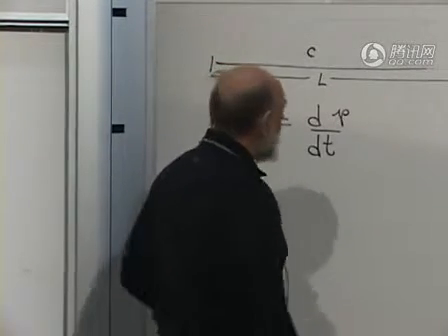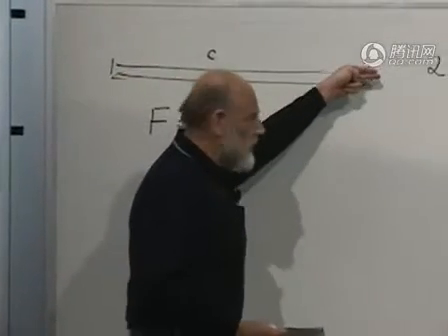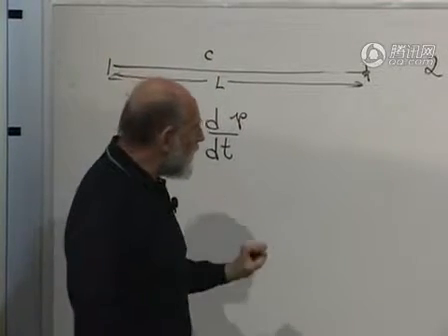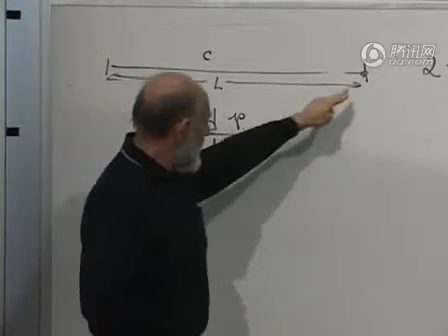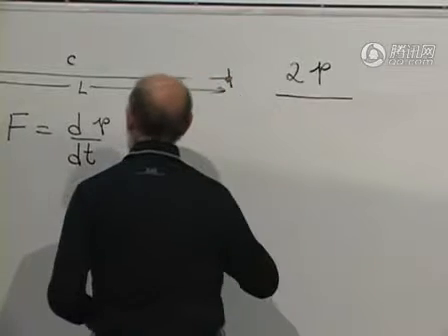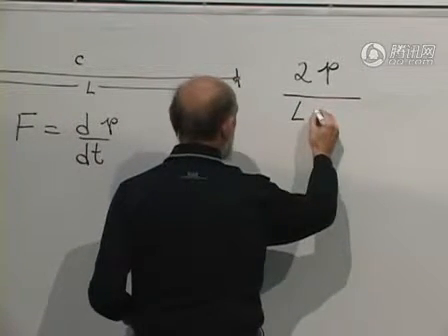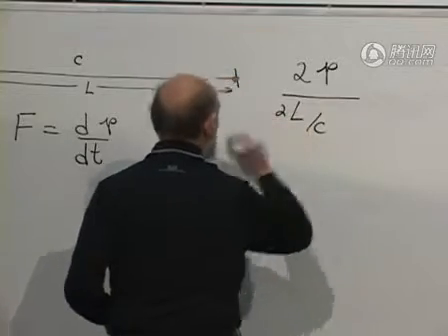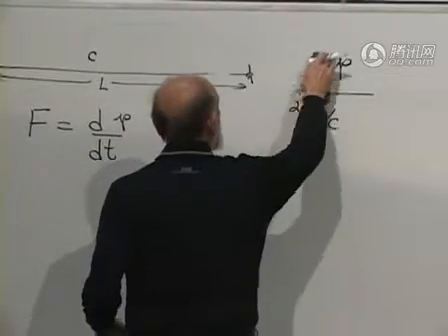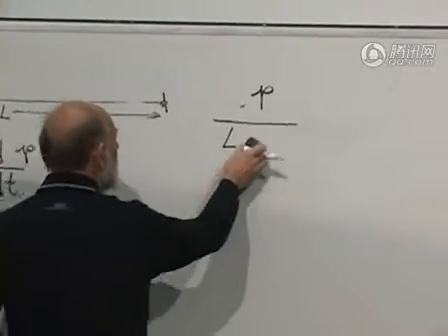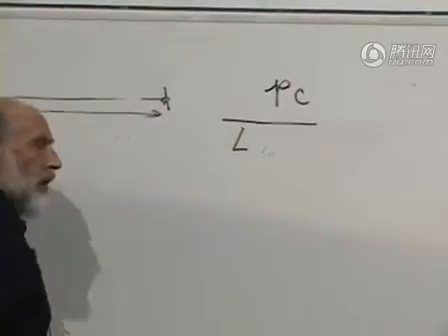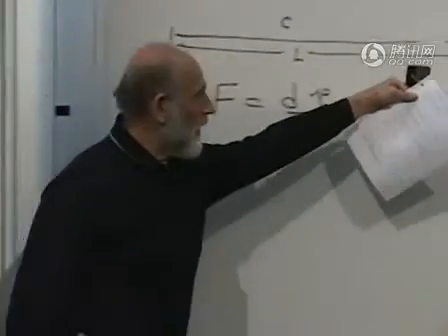All right? So the momentum per unit time that's being deposited on the wall by virtue of the reflection is twice p, but it happens every 2L over c. All right, the 2's cancel. And we can write this in the form pc divided by L. That's the force on the wall of the box.